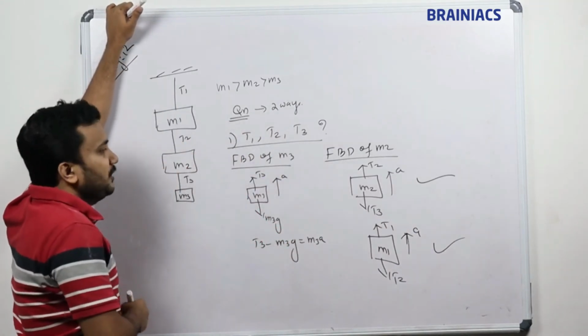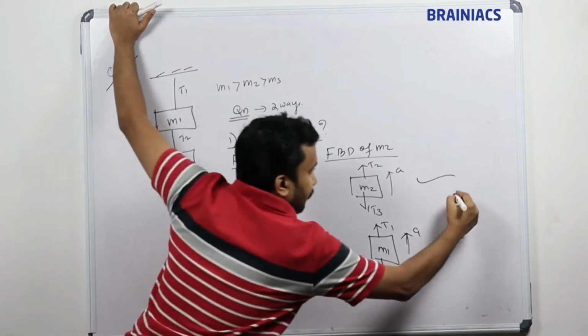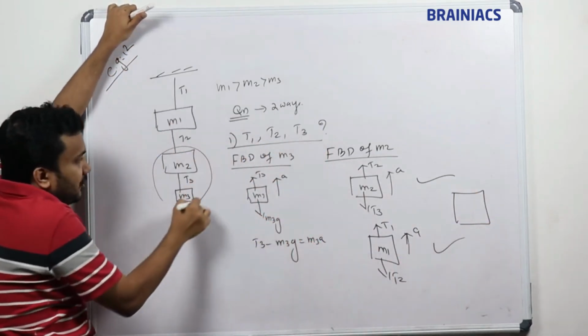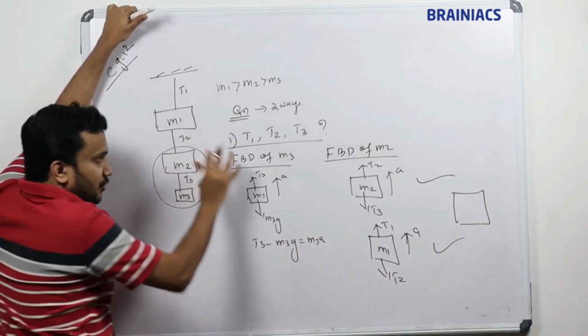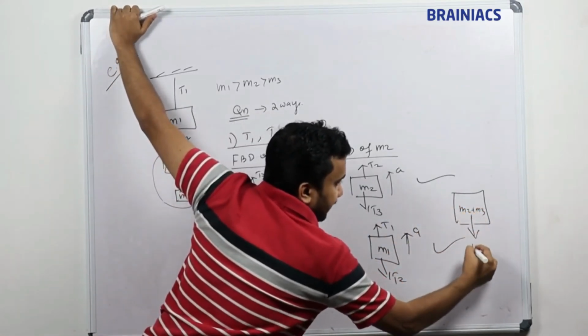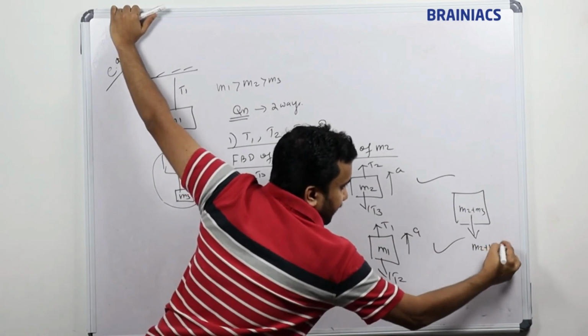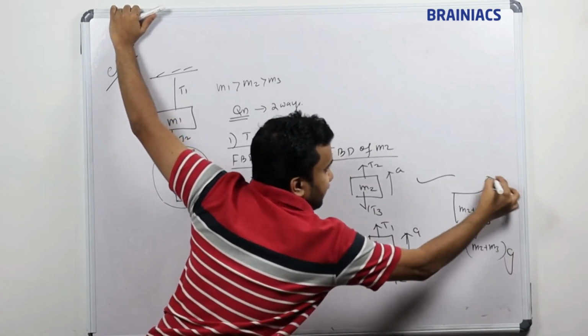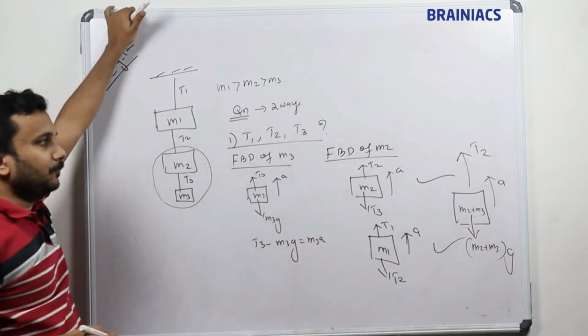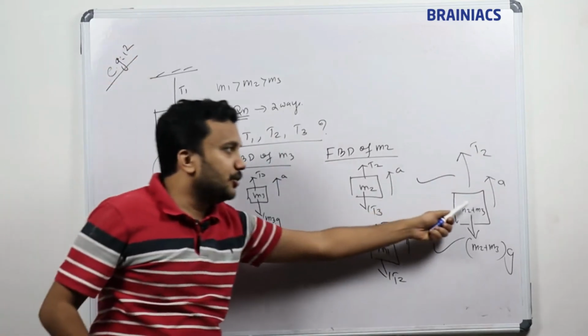What is that option? The third option is you can draw a big box. This big box is a combination of these two. Combination of these two means what you can consider? M2 plus M3. So what is the weight? M2 plus M3 into g, and acceleration is upward, and we have T2. I strongly recommend you use this method.